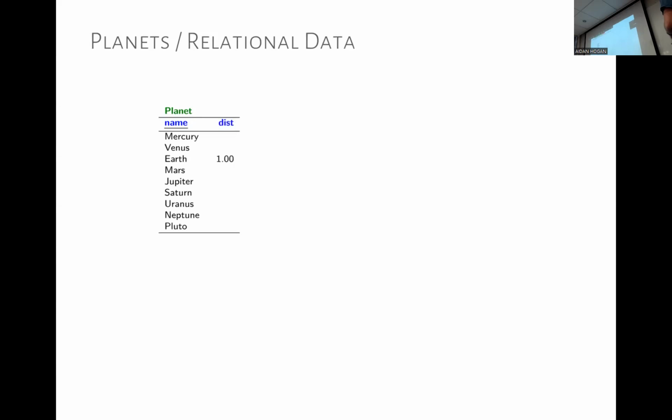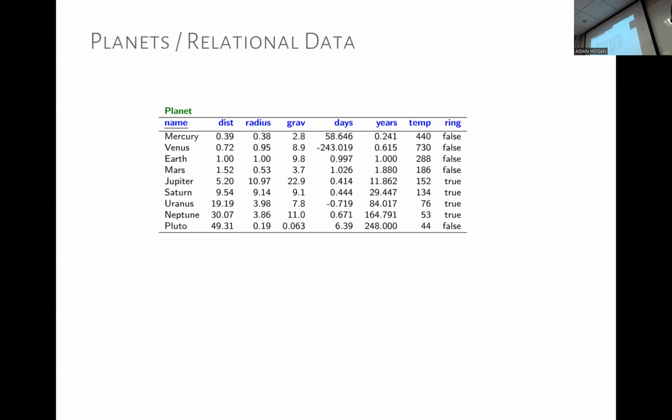This is not very interesting yet, but okay, we can add new attributes or new columns to this table. Here we have the distance, which is normalized relative to the distance from the Earth to the Sun. And we can start to add information and add new attributes. For example, we can add a radius now, normalized by the radius of the Earth, and continue with gravity and days and years and temperature and rain.